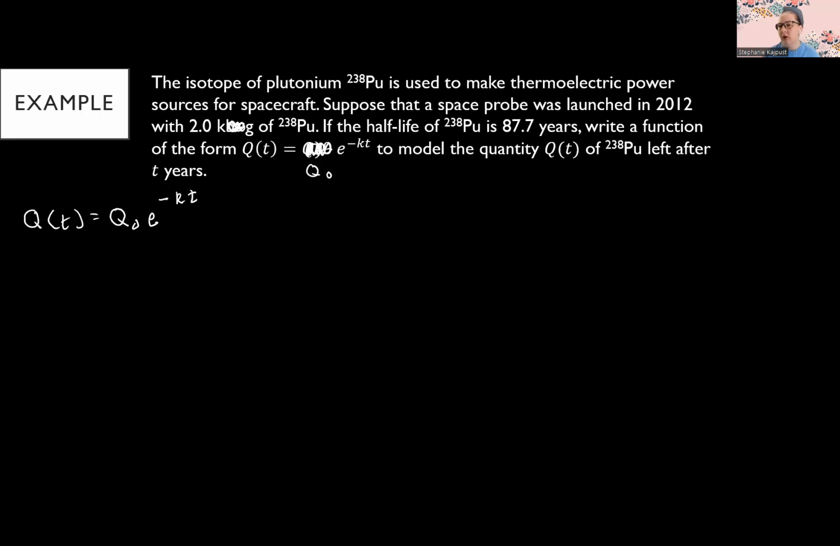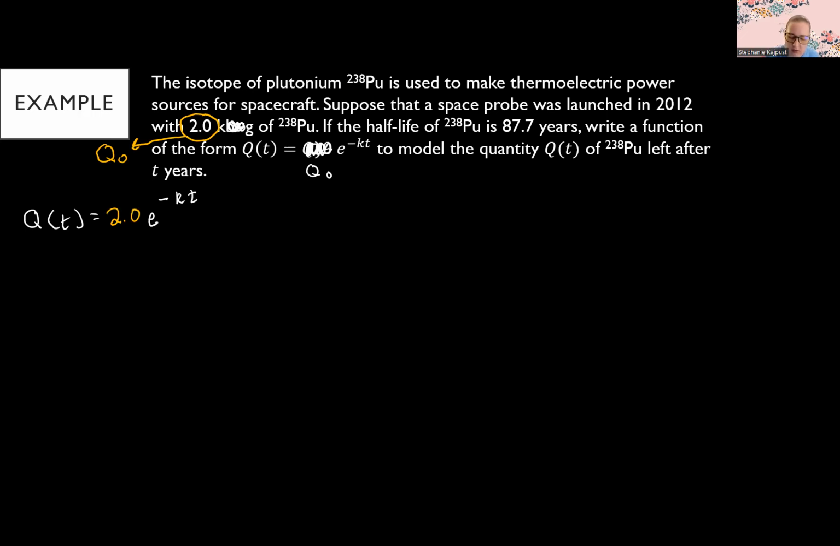All we're doing here is writing a function in that form. So we need to find out what Q naught is, and we need to find out what K is. K is always a percent, and they don't give us a percent, so we're going to have to solve for K just like we did with the other example. But they did give us Q naught. Q naught is your starting amount. So we are starting with 2 kilograms. That is Q naught, so I can plug that in. That's just going to be 2.0. We have 2 kilograms of the plutonium.